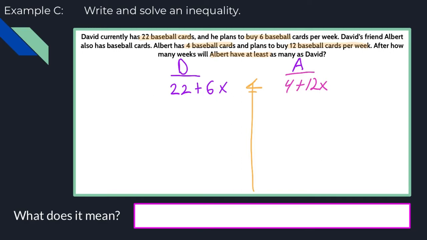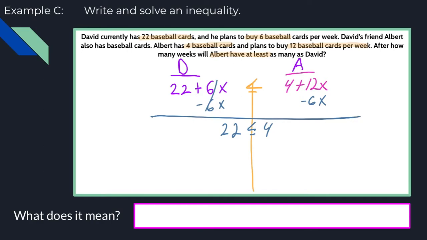We've got variables on both sides, so we can start by getting rid of one of them. It doesn't matter which thing we move as long as we are consistent. I'm going to get rid of my 6x first, moving my variables by subtracting 6x. You could get rid of the constants. You could get rid of the 12. The choice is up to you. These are going to cancel, bring down my 22, bring down my inequality symbol, bring down my 4. 12 minus 6 is 6x.